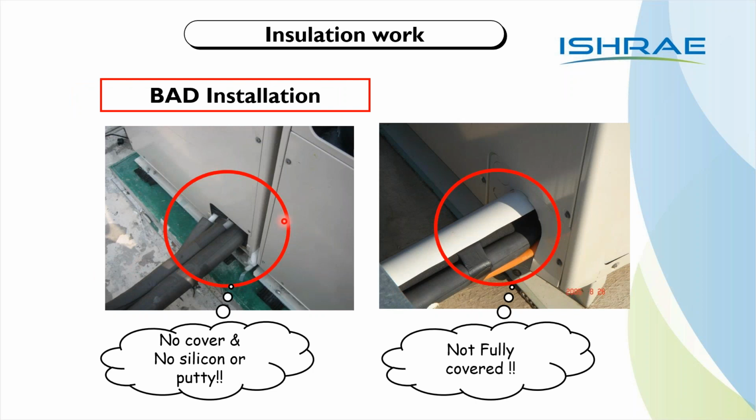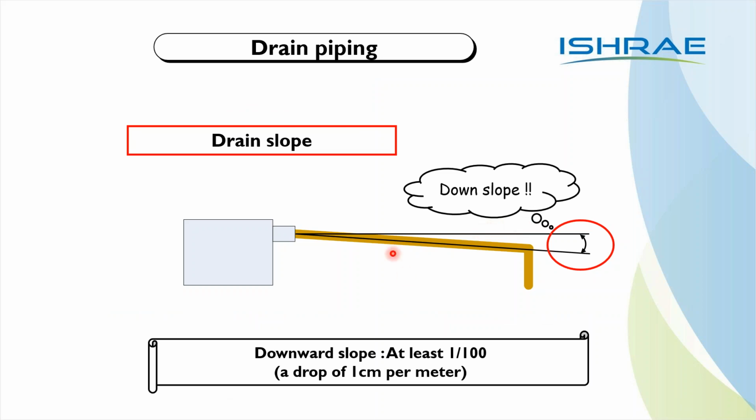Then, this is a bad installation practice. Now look at this. The pipe has to be completely covered. Now it is only half covered. It is not fully covered. So make sure that you don't leave anything open like this. You have to follow the right procedure for insulation and cover the insulation properly. Then make sure that the drain slope is given.